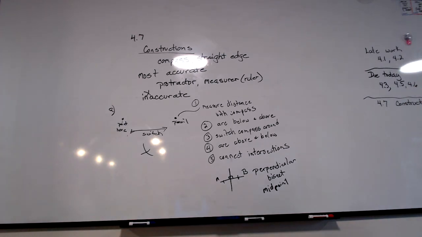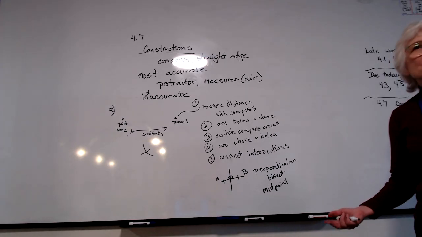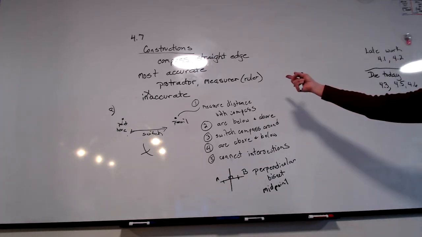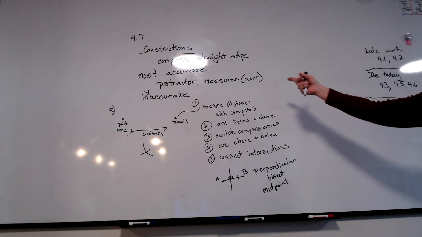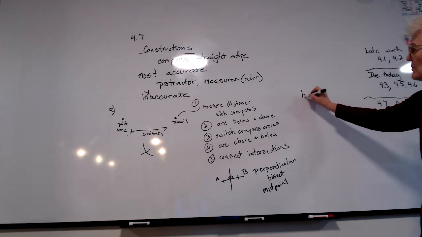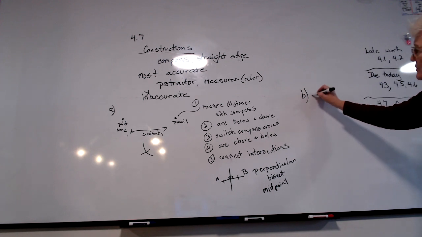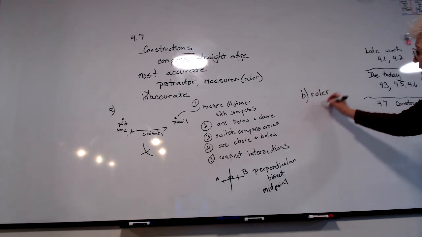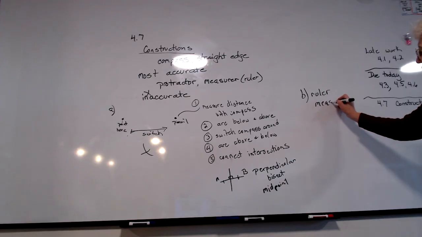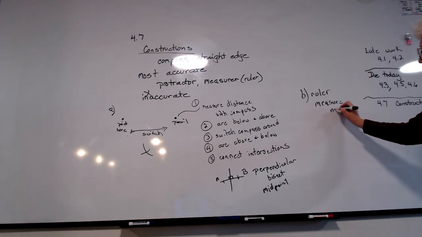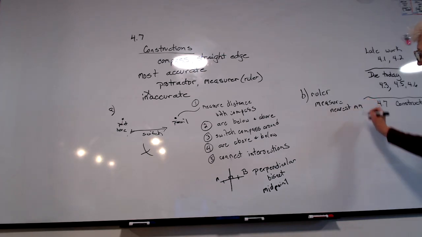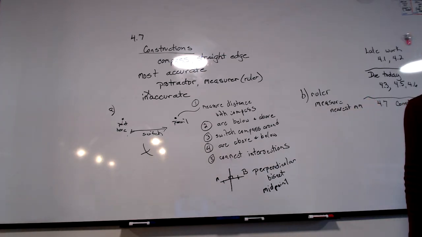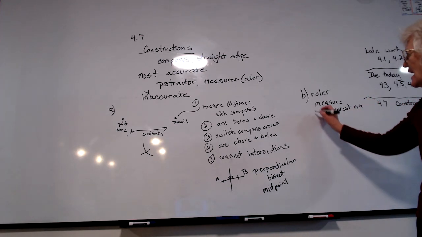Now, if we did it with our pencil, our protractor and measure, we'd actually only use, so B would be to use just the ruler, and you measure probably to the nearest, if you can, millimeter, because that will be more accurate. Okay, divide it in half.